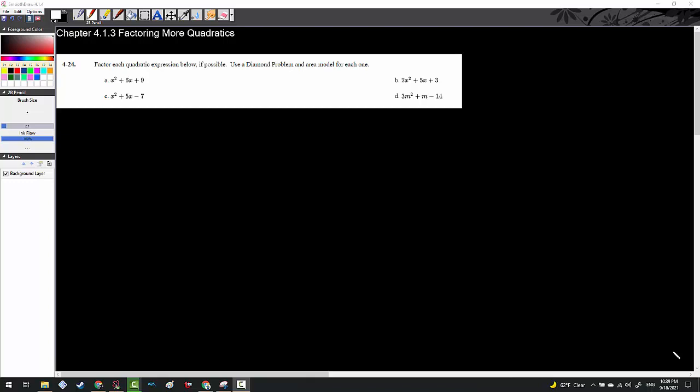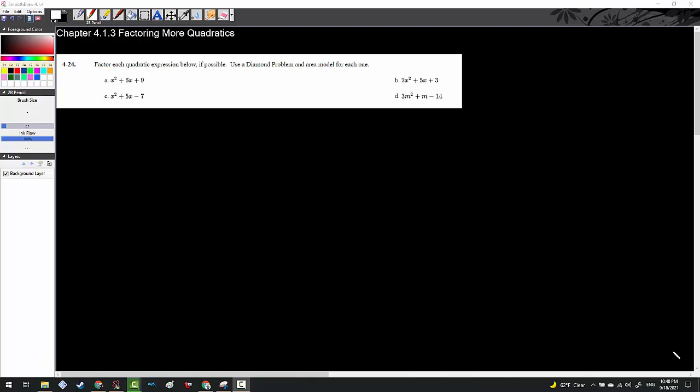In today's episode, we will be discussing Chapter 4.1.3, which is factoring more quadratics. Ultimately, this chapter really focuses and hones in on the drilling of the factoring. In the last couple sections, we learned about how the area model can be used to represent a quadratic expression, which is what each of these four expressions are. And we will be practicing how to ultimately use that area model.